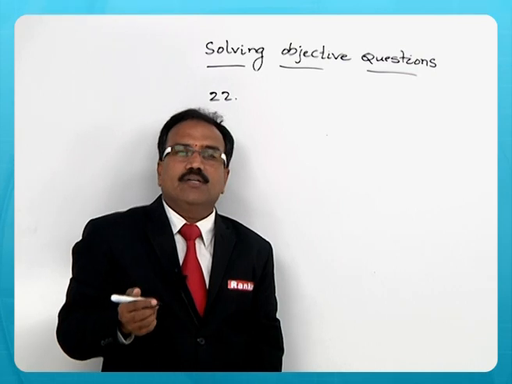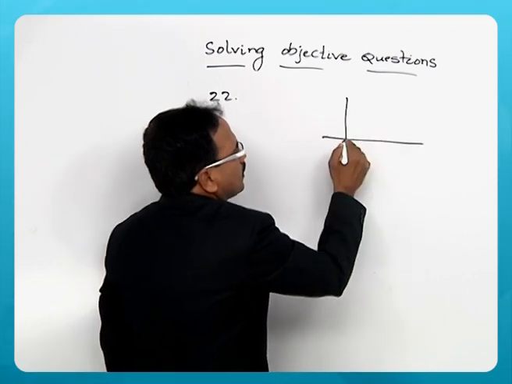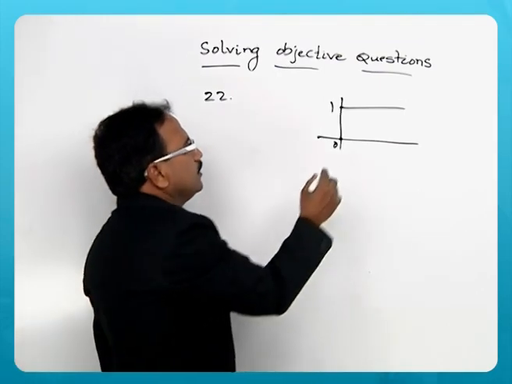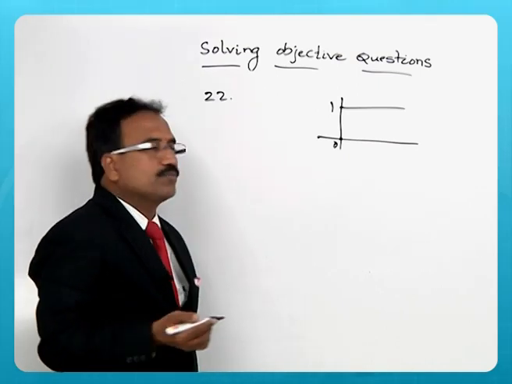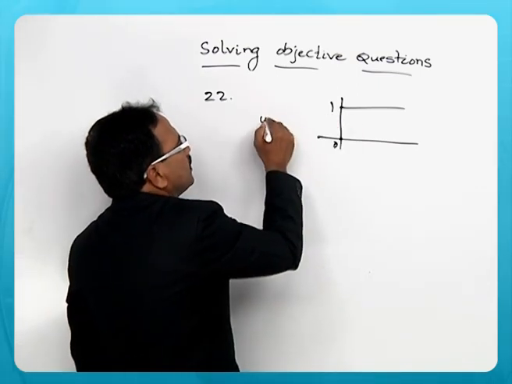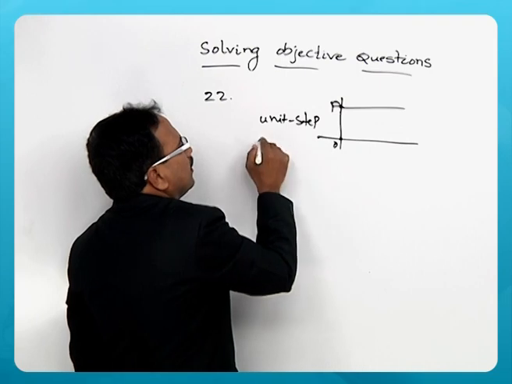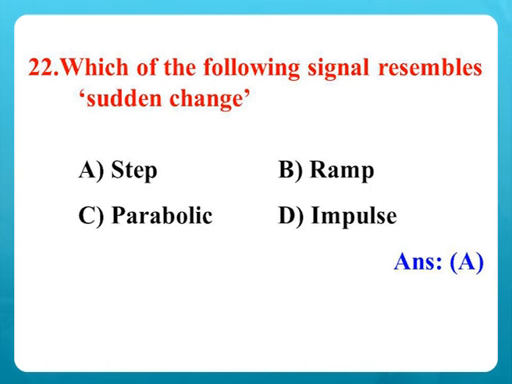Options are step, ramp, parabolic and impulse. So sudden change means, say it is 0, so there is a change from 0 to 1. So this is the signal that represents sudden change in control system. If it is 1, we say it is unit step. If it is some parameter A, then it is simply a step signal. So option here is A, because sudden change means it is a step input that is used in the laboratory to test any control system.